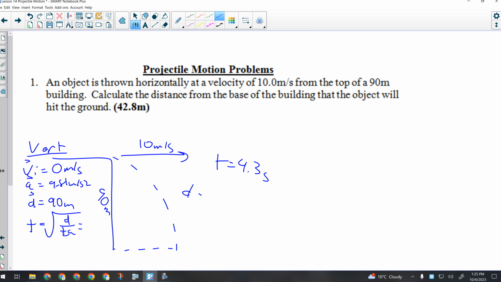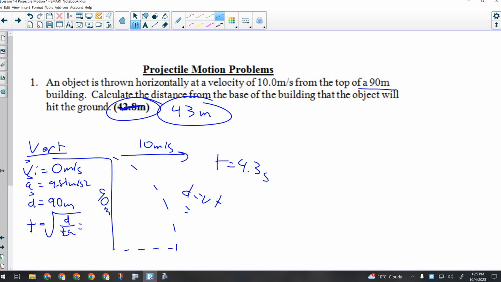Then we can go d equals v times t. 10 times 4.3 is 42.8. Actually, it should be 43, not 42.8, because there's only 2 significant digits in that question. Okay, want to do away with that one?